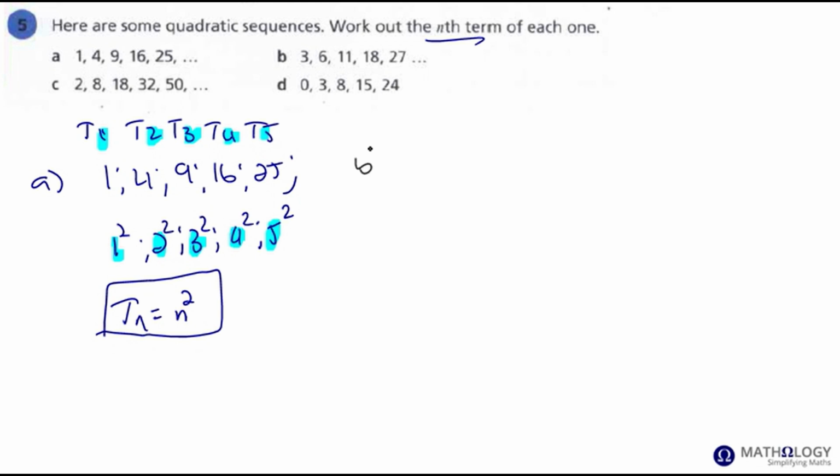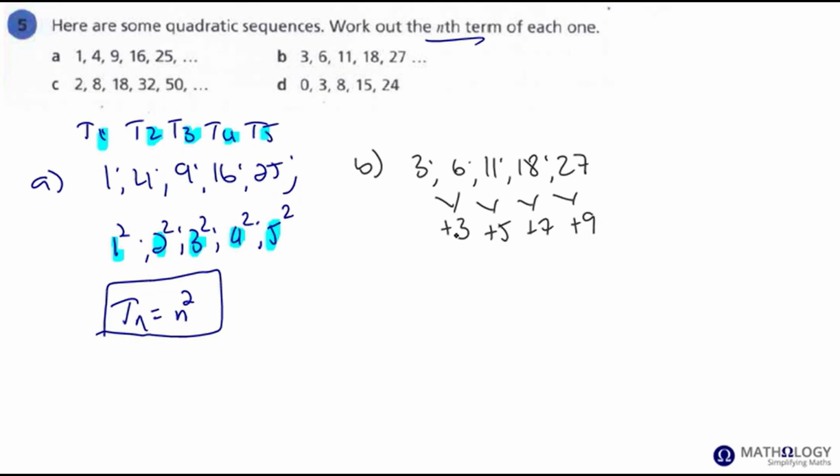When it comes to sequence B, 3, 6, 11, 18, 27. Okay, let's just first do the first difference. So first we add 3, then we add 5, then we add 7, and then we add 9. Now 3, 5, 7, 9 is not a linear sequence, because this is the first difference and it's not the same.